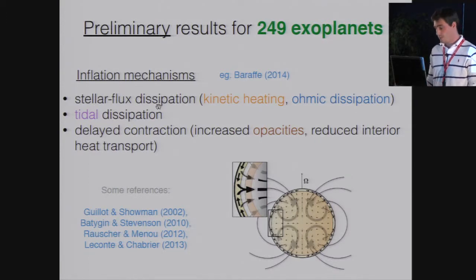Isabelle did a wonderful job summing up all the possibilities. So I just remind you there are three categories. The ones that are dissipating the stellar flux, so kinetic heating, ohmic dissipation. There is tidal dissipation. And then there are more physics fine-tuning mechanisms, increasing the opacities or having double diffusive convection. So all these are the mechanisms that we are thinking of to explain the inflated planets.